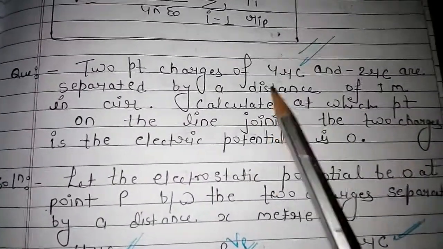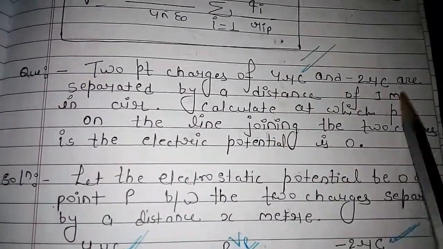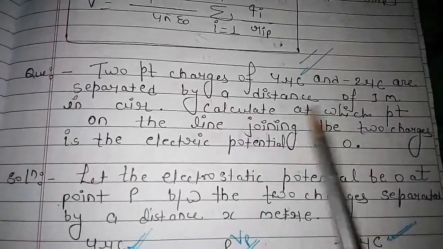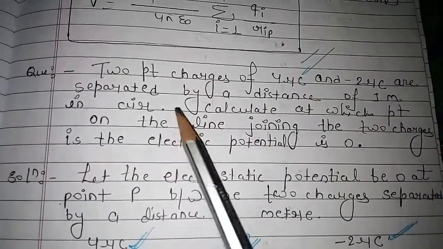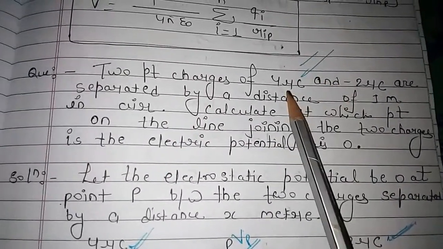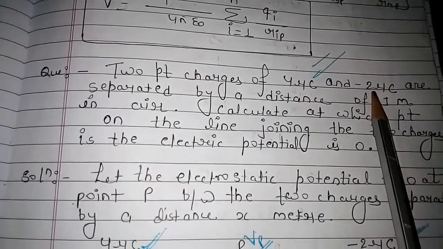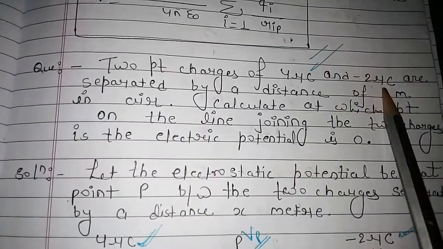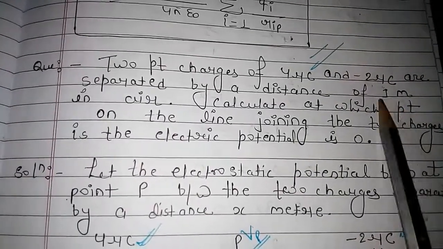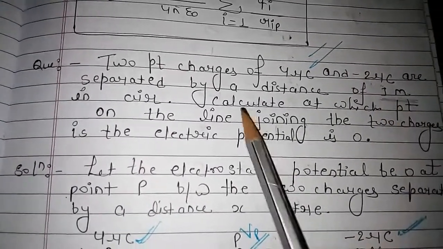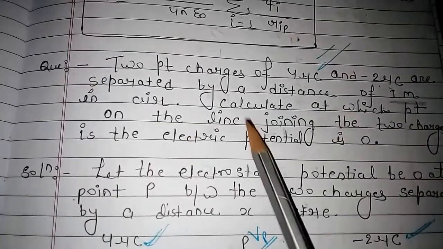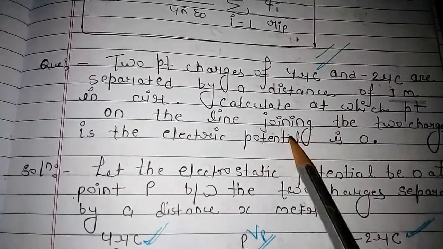Two point charges of 4 microcoulomb and minus 2 microcoulomb are separated by a distance of 1 meter in air. What is the value of charge? Q1 is 4 microcoulomb and Q2 is minus 2 microcoulomb. What is the value of micro? 10 raised to power minus 6. What is the distance given? 1 meter. Calculate at which point on the line joining the two charges the electric potential is 0.